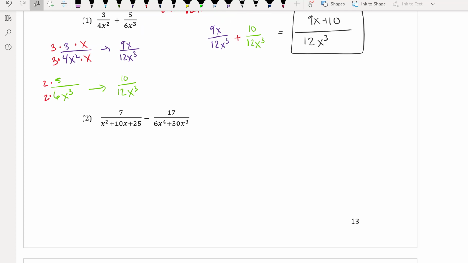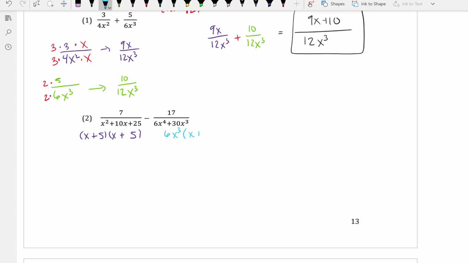factor before I can come up with a GCF. So when I factor, let's see. So I know that x times x is x squared. To get to 25, that's 5 times 5, and 5 plus 5 is 10. So I know I factored the first one correctly. Now if I'm looking at the second denominator, 6 and 30 have a 6 in common, and an x to the third. That's my GCF.